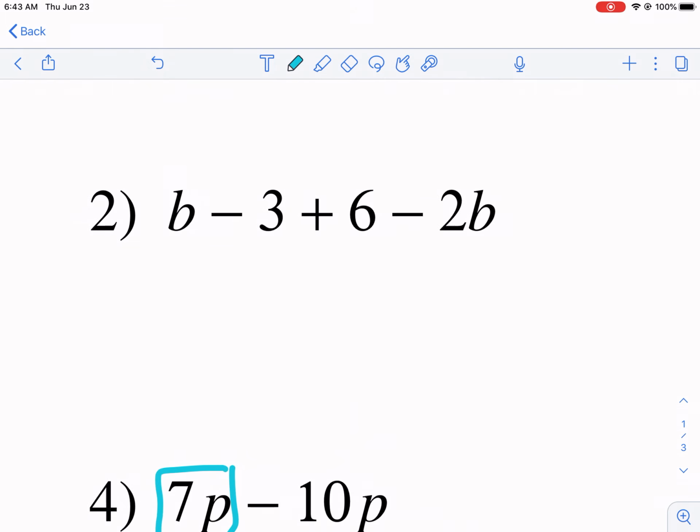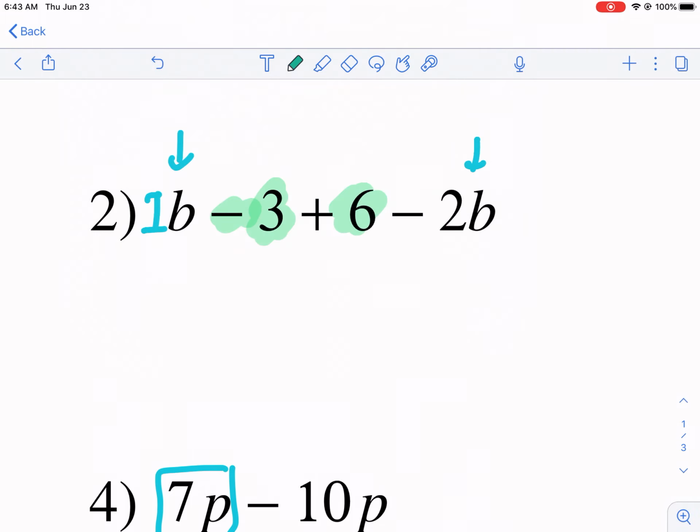This one's different. We're not going to, well, we could put a 1 there. Okay, so that's 1b minus 3 plus 6 minus 2b. Now, we're not going to combine all of these together because they're not all the same. This would be like our bananas, and then these are something different. These are just numbers, our regular numbers. So we can't combine these with these unknown values because we don't know what they equal, whereas we do know what these ones equal, okay? We know this is negative 3. We know that's positive 6.